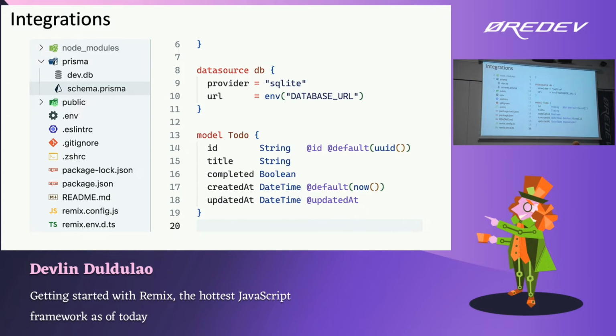In Remix also, let's say integrations, working with databases has never been easier with Prisma plus SQLite for development. Supabase also is one choice for Remix, but you can use any database. But they have this easy to port integration with Prisma.